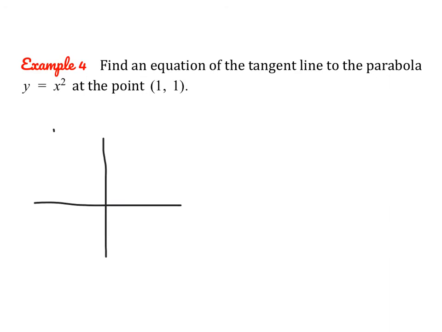We know that we have a vertex at (0, 0). And we can see that if you look at where 4p would be, 4p is 1, which means that our p-value is 1/4. So that tells us that we are going to have a focus at (0, 1/4). Now, they want us to create a tangent line at the point (1, 1).